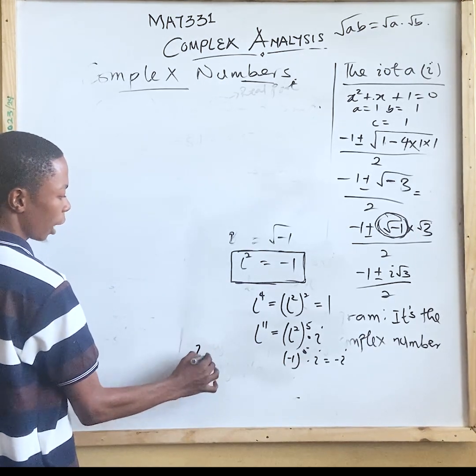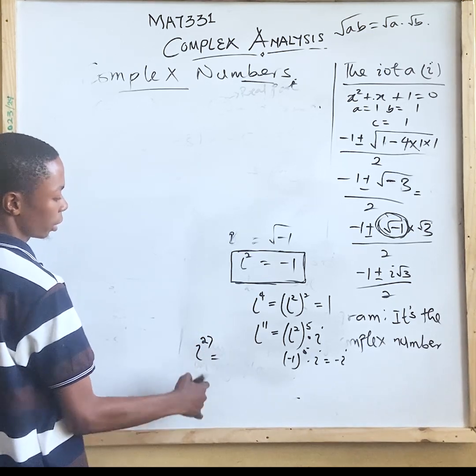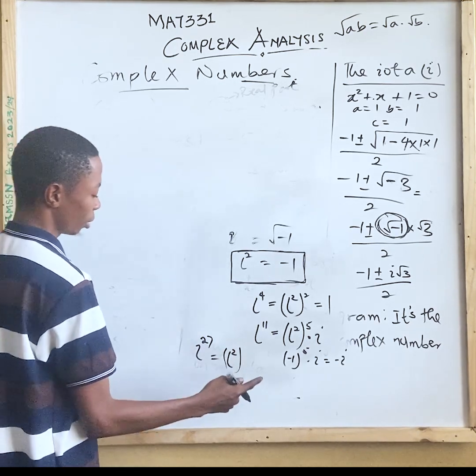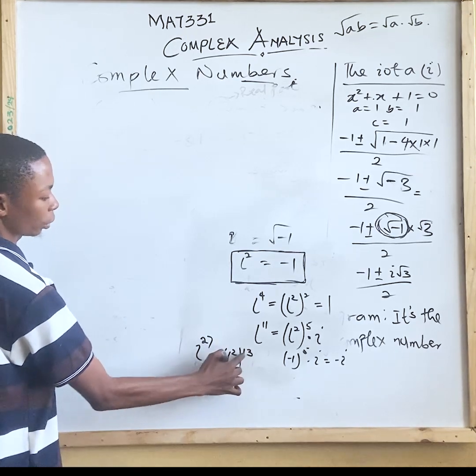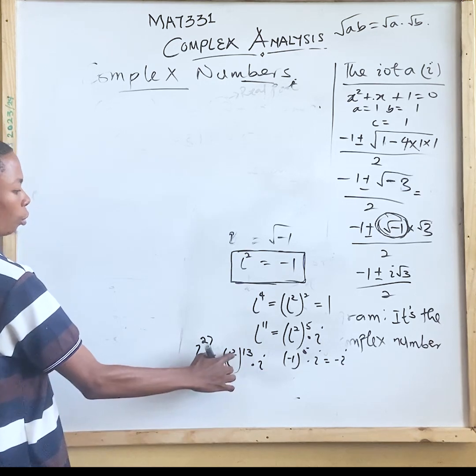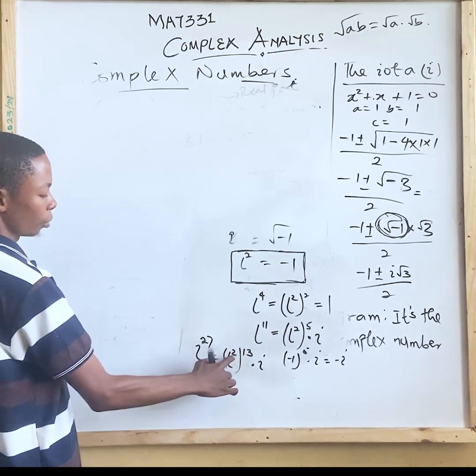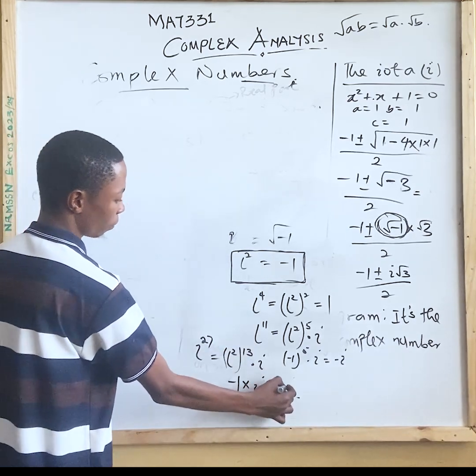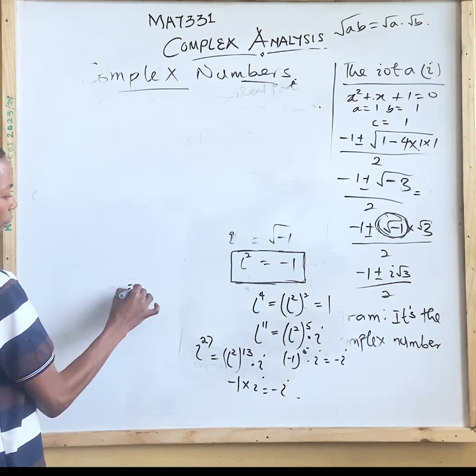What if we have I raised to power 27, for example? That's like having I squared, 2 times what will give me a number close to 27. 2 times 13 is 26, then with another I here. So I squared is -1 raised to power 13. 13 is an odd number, so -1 raised to an odd power is -1, times I. That's minus I.